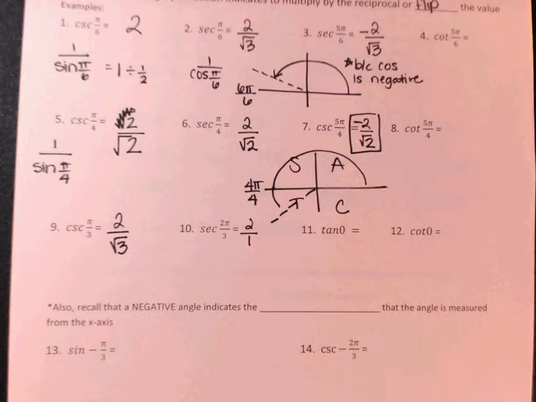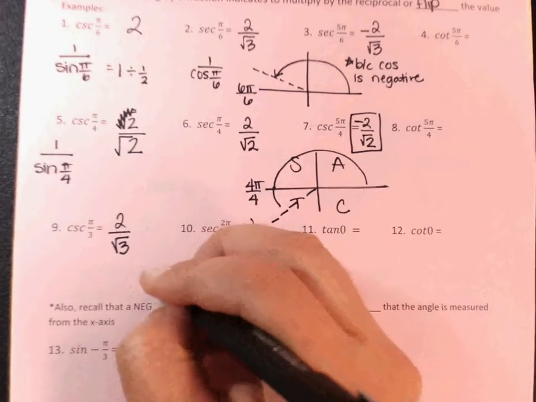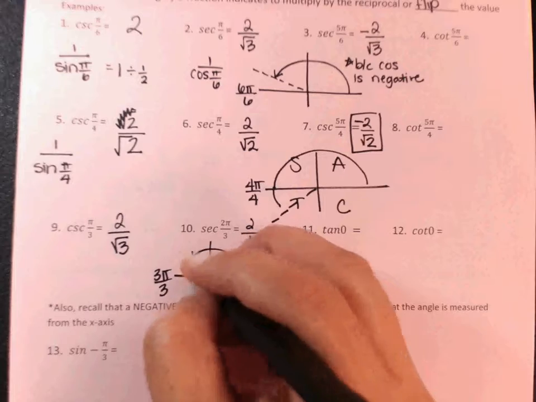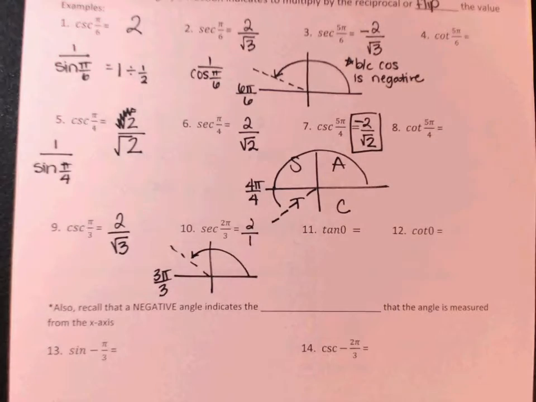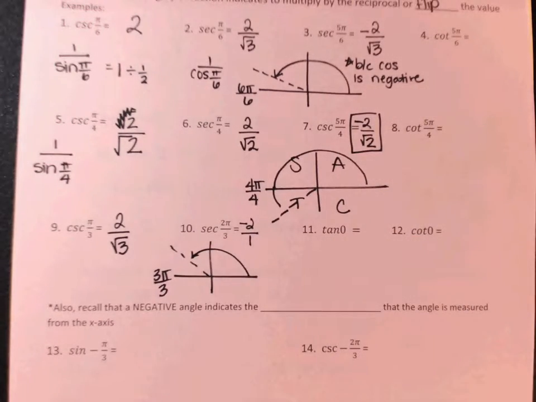Okay, from there, I have to consider what quadrant I'm in. So, set it up. This is 3 pi out of 3, because remember, it's like one whole pi. So if I only have 2/3 of a pi, think about what quadrant you're in. S, good. 2 pi thirds would have been here. And so that gives me S is positive, but who's secant's partner? Cosine, which means cosine would have been negative, which means when I flip it, it's negative 2. Make sense? Okay, last two.